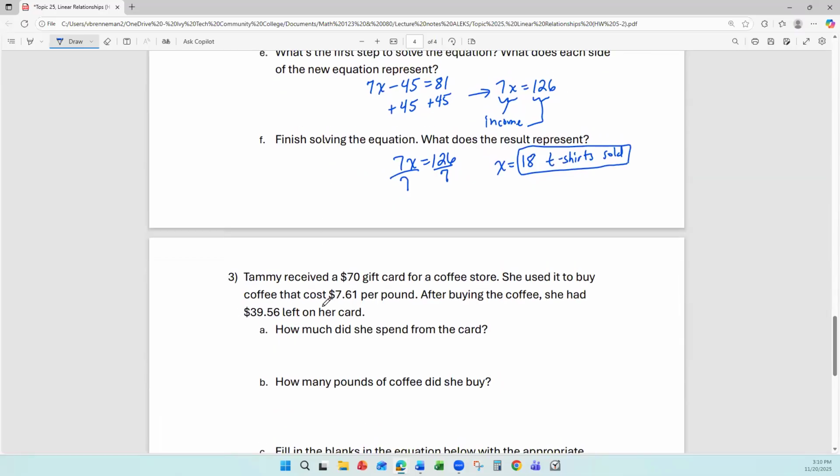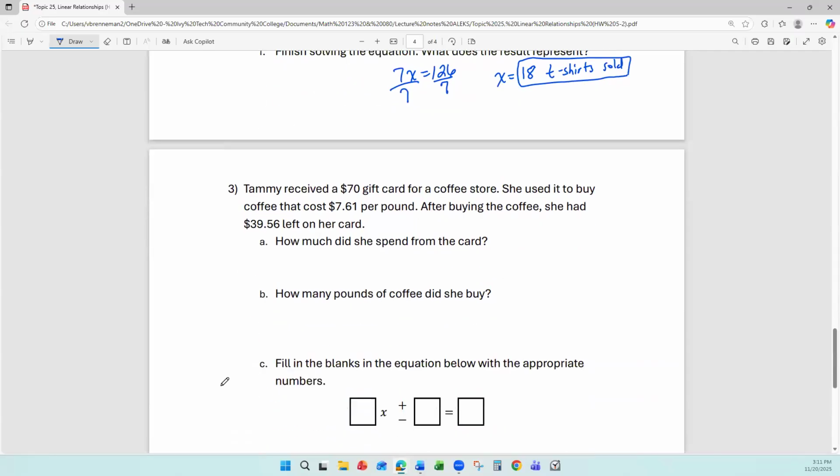Number 3, Tammy received a $70 gift card for a coffee store. She used it to buy coffee that cost $7.61 per pound, and after buying the coffee, she had $39.56 left on her card. So how much did she spend from the card? Started at 70, ended at 39.56. So what was subtracted? Well, if you want to find what was subtracted to get this result, you can just switch and say 70 minus 39.56, and that is 30.44. So that's the amount that she spent of the card.